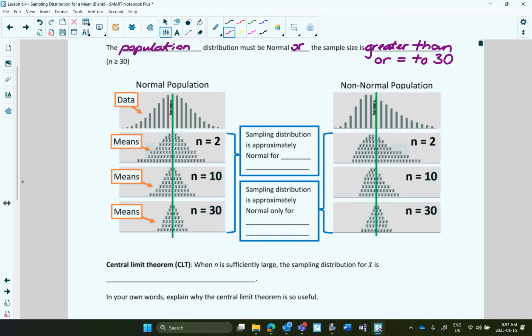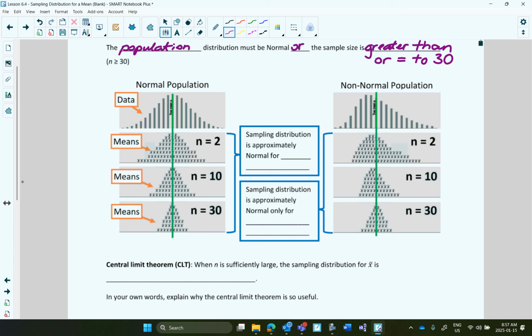So here we have a population distribution. Then we take a whole bunch of samples and we average them out, but the sample size is only 2. Again, it stays normal, fairly spread out. If we increase the sample size, it stays normal, a little bit tighter, because remember, when we increase the sample size, the standard deviation shrinks. The variation is less. If we go even higher, it's even tighter and stays normal. So that's what happens if the original one is normal.